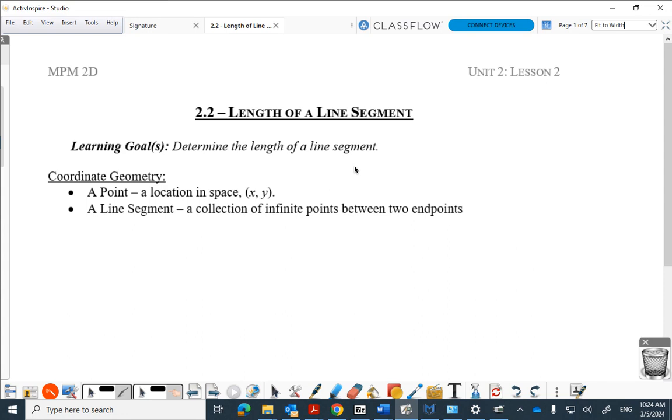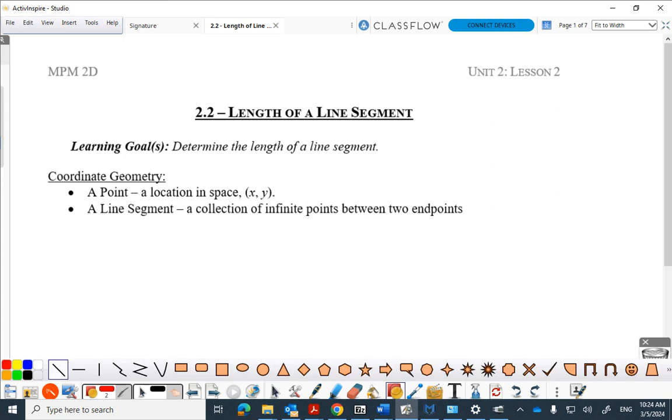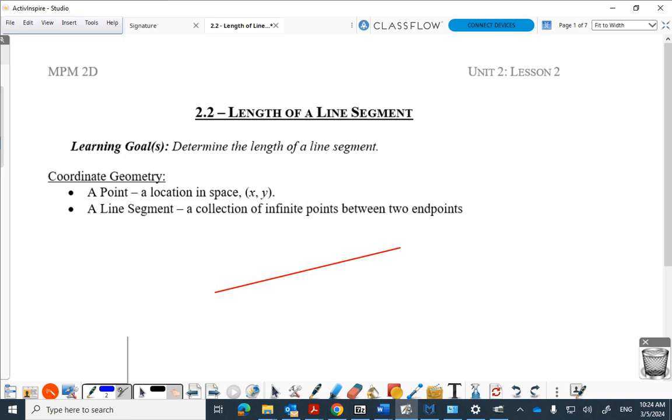So, some stuff about coordinate geometry. A point is the location in space, x, comma, y. Yes, good, got it. Second, a line segment, a collection of infinite points between two endpoints. What are they talking about? Let's just go over this line segment thing again, because I don't want there to be any doubts about what we're talking about here. There's a line segment. It has a beginning and it has an end. Unlike lines that we talked about, and in math, a line means it goes on forever. A line segment has a beginning and an end.